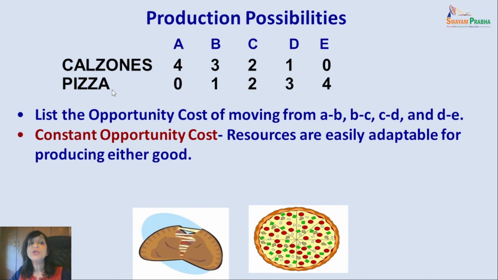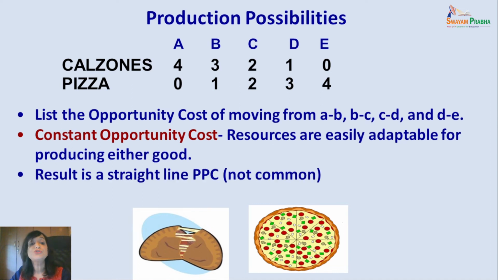Therefore, in such a case, your production possibility curve will be a straight line. It will be a straight line. But it is not very common to find a straight line production possibility curve. Why will this happen? Think. This is a question which I leave to you.